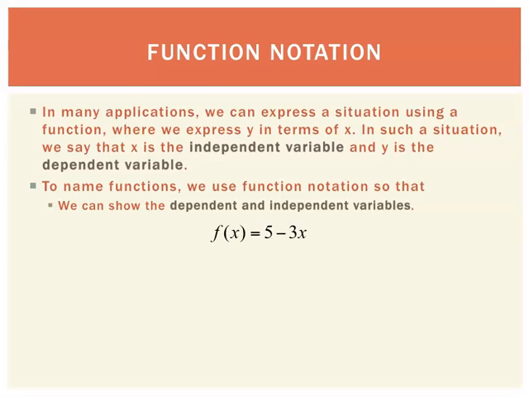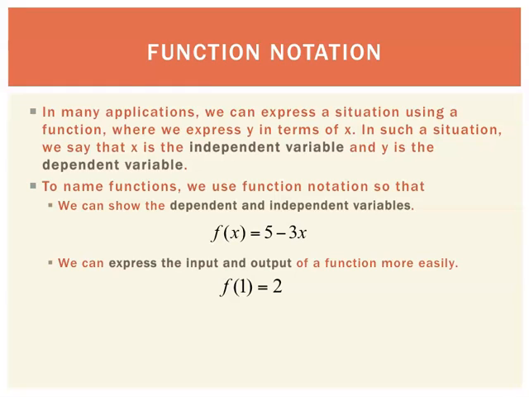Now, we can express the input and output of a function more easily when we use function notation as well. If we have f of 1 equals 2, that means that when you put 1 in there, you get 2. This is a shorter way of writing when x equals 1, y equals 2, where x is the independent variable and y is the dependent variable. It's much easier to just write f of 1 equals 2, and all that information is encapsulated there.